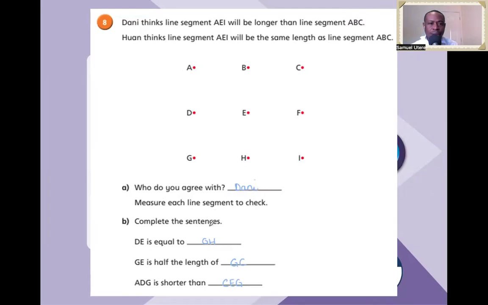And here we're asked to complete the sentences. DE is equal to GH. So by working this out, you can see the answers. By using these, you can see that these are the answers.